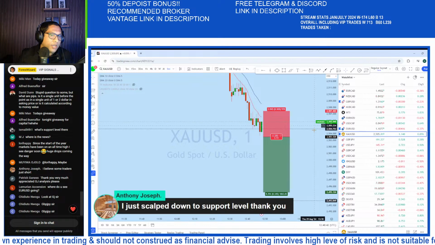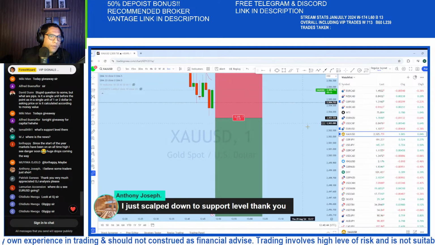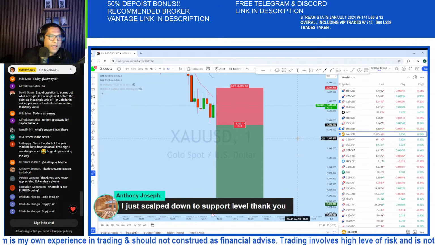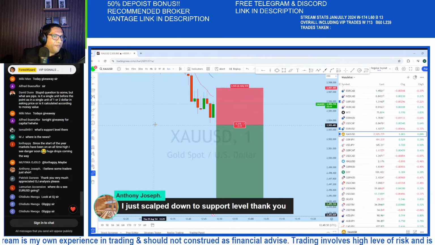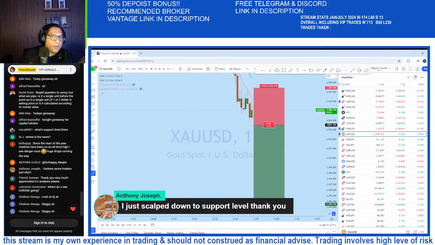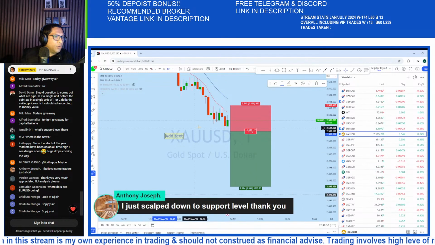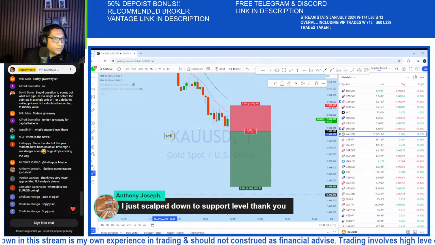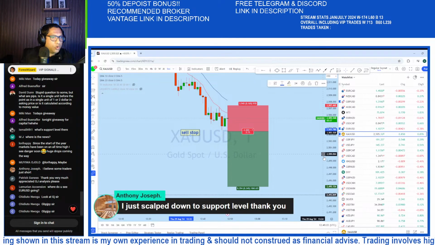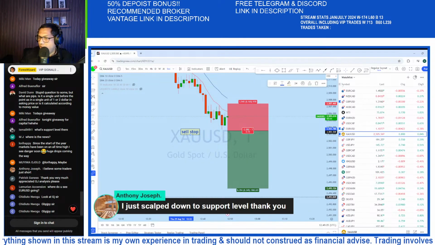Okay, here I will be putting a sell stop on gold. So sell stop at 2503.52 with around 39 pips stop loss. So there will be a sell stop here. So sell stop on gold at 2503.52.